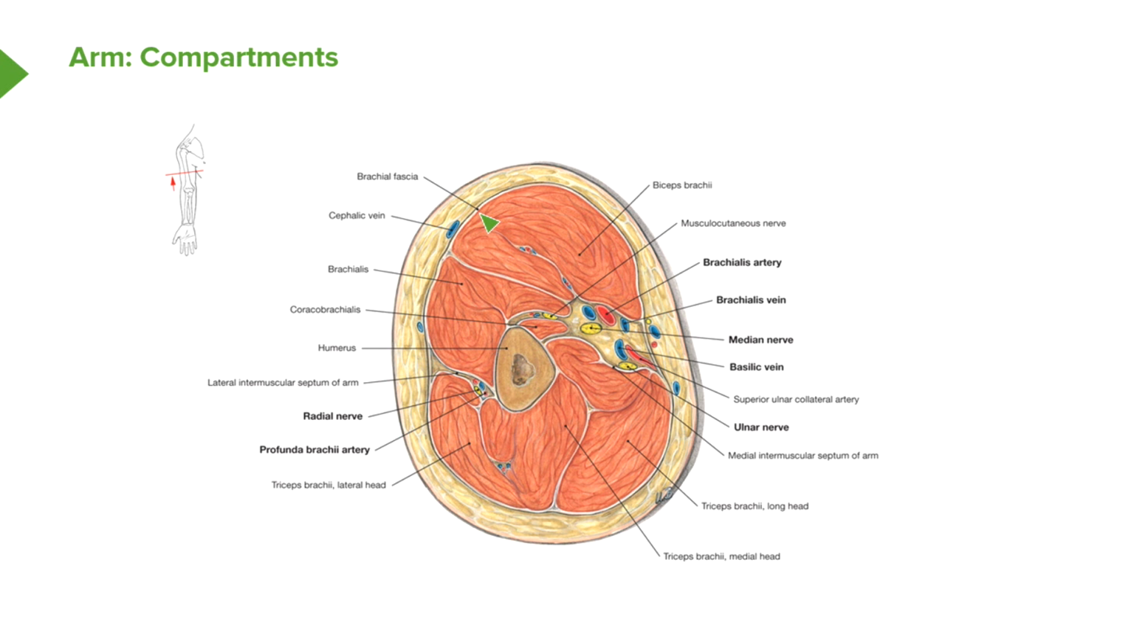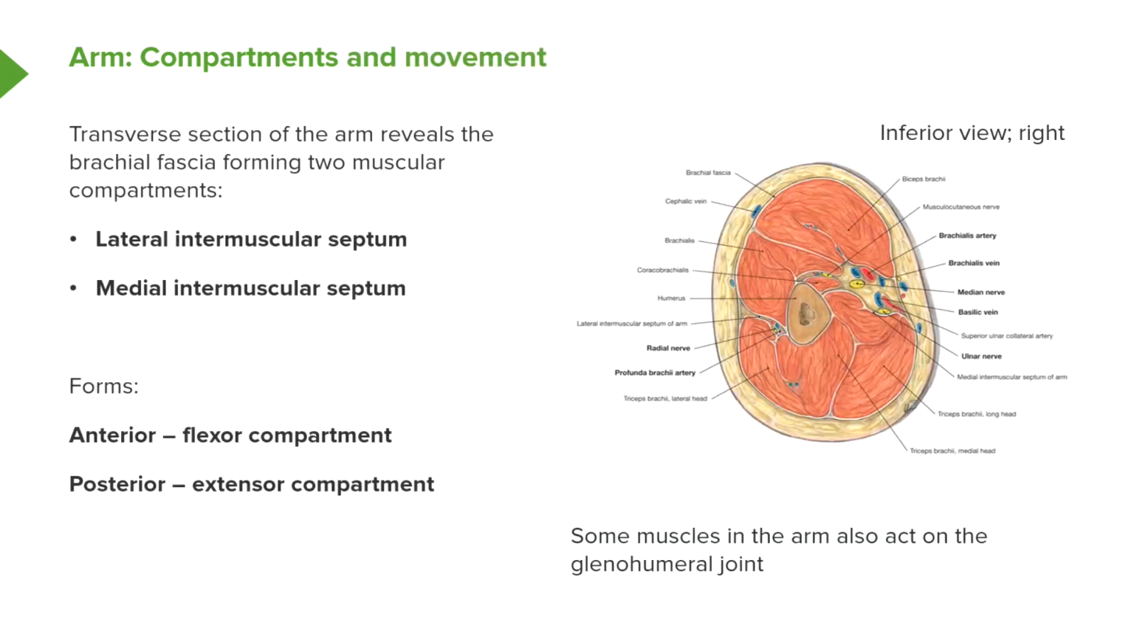When looking at cross sections, it's important to realize, as this diagram here indicates, that we're actually looking at it from below. So this is the medial aspect here, this is the lateral aspect, this is the posterior aspect, and this is the anterior aspect. So the transverse section of the arm reveals the brachial fascia forms two muscular compartments.